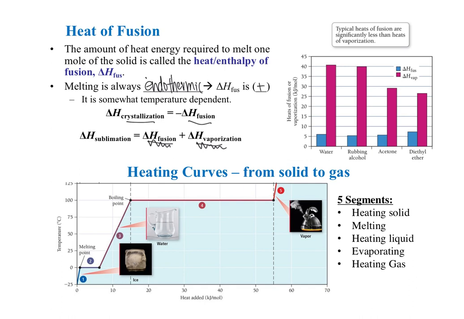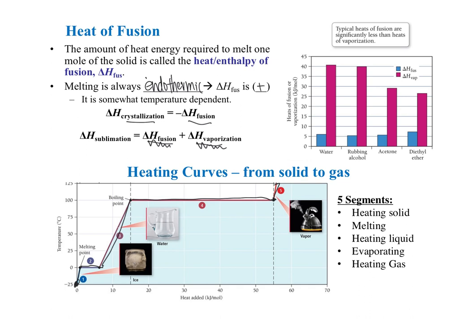So a full heating curve from solid to gas involves 5 segments. Heating up your cold solid to melting, then melting it. Heating up your liquid to boiling, then vaporizing it, and then heating up your gas some more. You don't always have to do this. You can have partial ones.